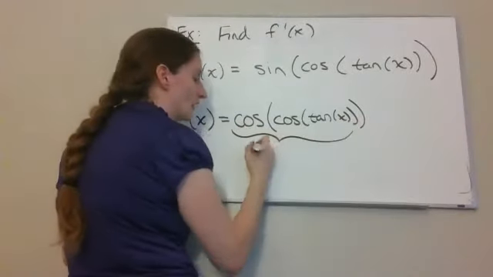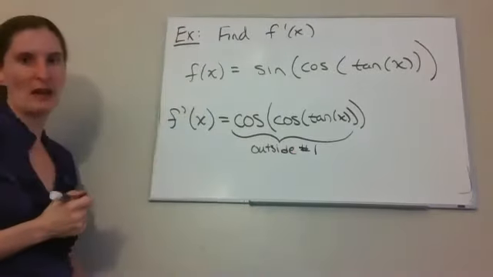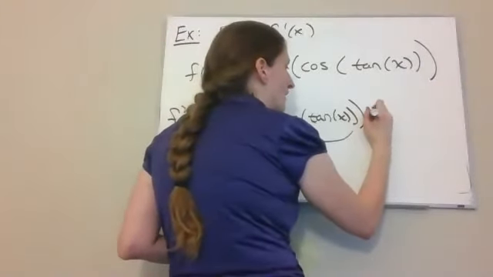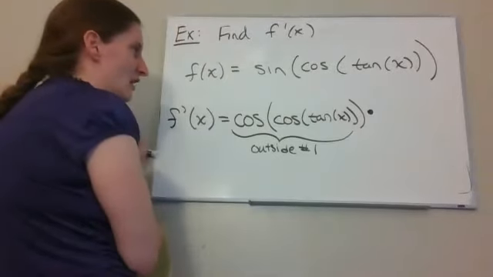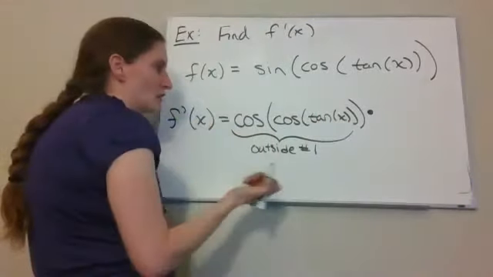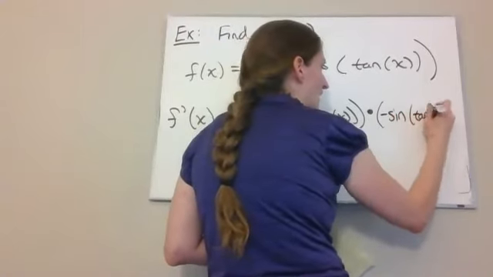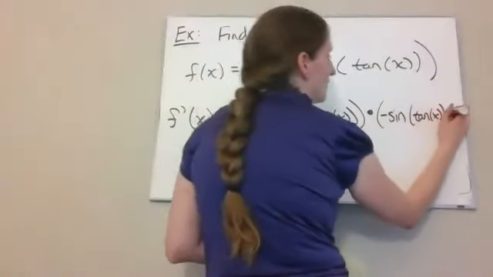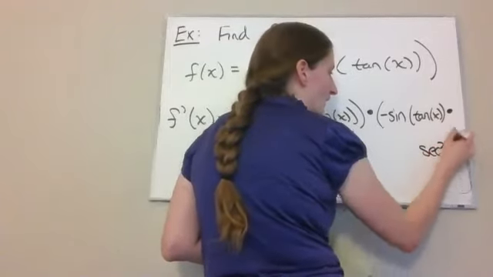This is the derivative of the most outside function, outside number 1. I have to multiply this by the derivative of the inside function. Well, the derivative of the inside function is the derivative of cosine of tangent. Well, the derivative of cosine is negative sine, and I need to have the tangent as an input. And then I have to multiply that by the derivative of tangent, which is secant squared.